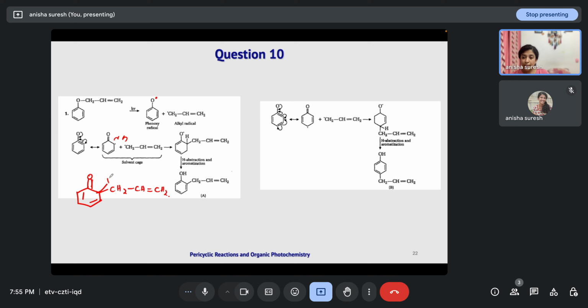Okay, then upon proton abstraction, here a radical will be formed and it will aromatize to the final product like this. Okay, or it can be like this as well. First this radical will be formed and it can rearrange, leading to the aromatization.